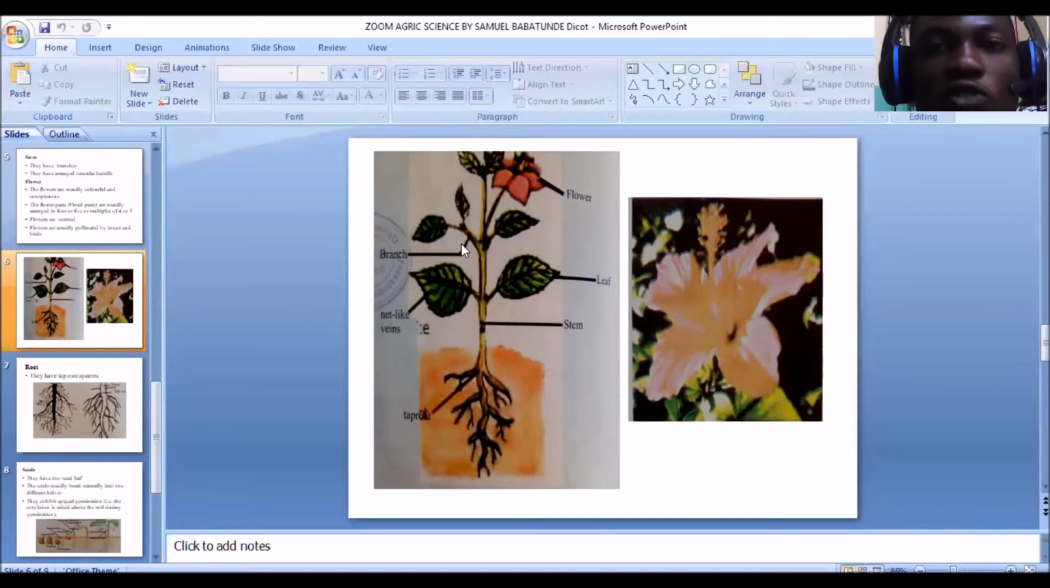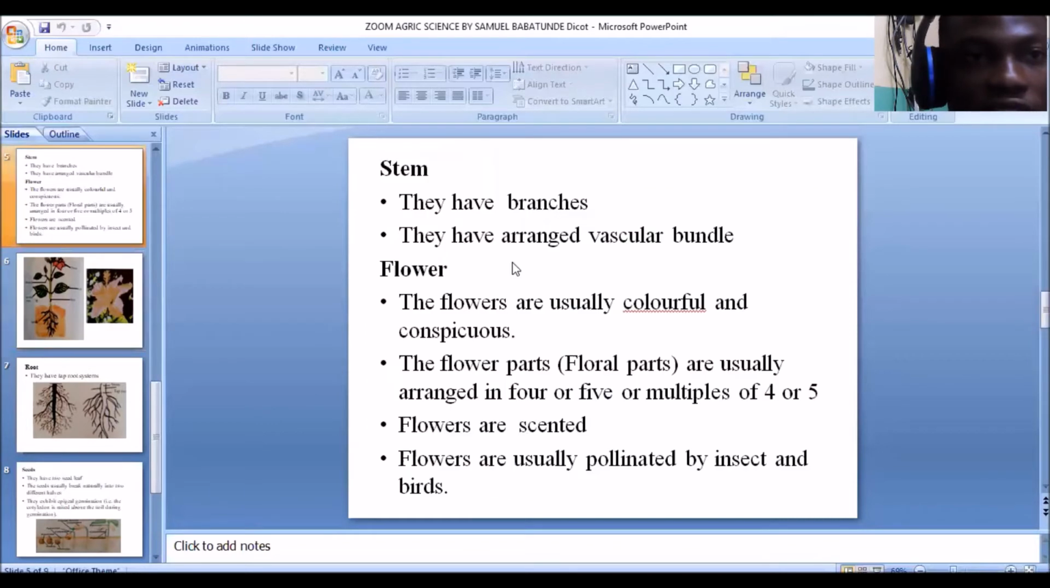You can see. So once you see a tree, once you see a plant with branches, automatically this plant is a dicotyledonous plant. But once you see a plant without branches at all, what should come to your mind? You should know that, well, this plant is a monocotyledonous plant. So the stem of a dicot plant has branches.